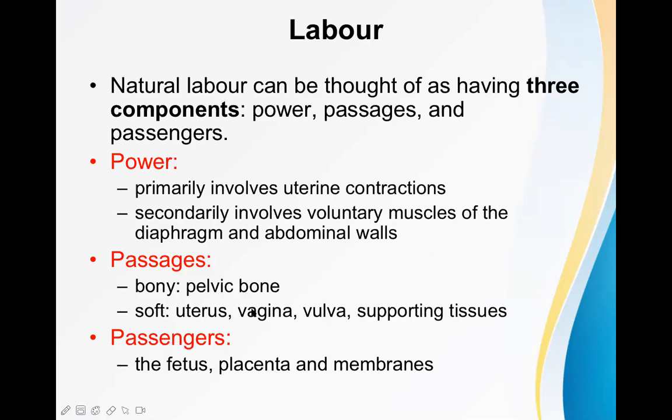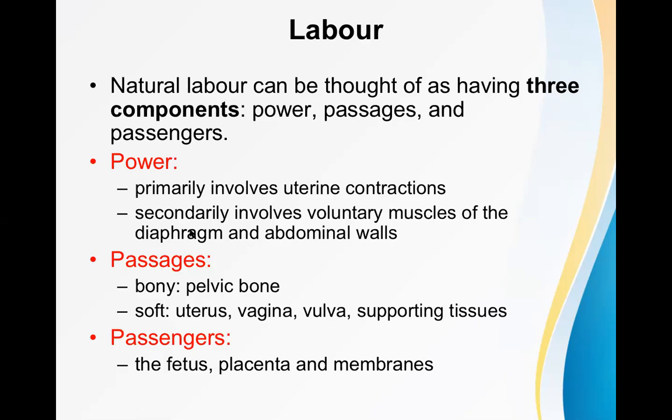Regarding the passages, there is bony passage and soft tissue passage. Like pelvic bone, pelvic cavity acts like a bony passage, and soft tissue passages are lower part of the uterus, vagina, vulva, and the supporting tissues there. Different ligaments are involved. So they act like passages. And passenger, the most important one is the baby or the fetus. Placenta as well as membrane, they also need to come out. They cannot stay there after the delivery of the baby.